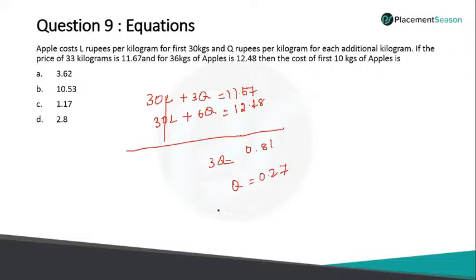Applying any one of the equation, you'll get L. I've already solved this. L is 0.362, right? For 10 kg it should be very simple. It should be 3.62. Just one decimal to your right. They're asking for the first 10 kgs. So 1 L means 1 kg is 0.362 rupees. So for 10 kg it should be one decimal to your right. It is 3.62. That is option A. Right? Next question.